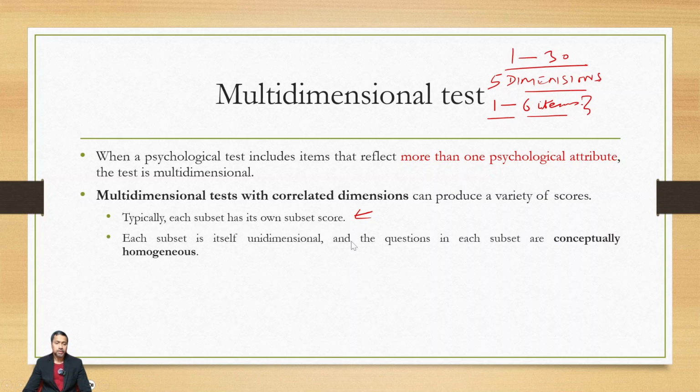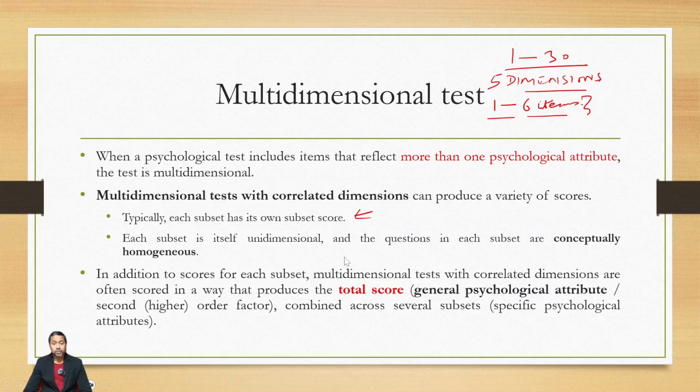Second point is, each subset is itself unidimensional, because taken out from all the 30 items, only those 6 items form a unidimensional set. And each subset is conceptually homogeneous.